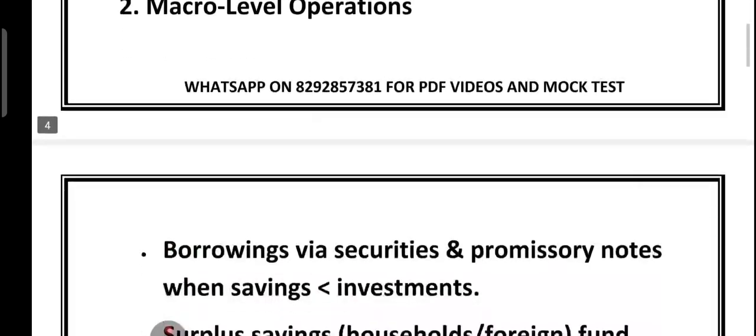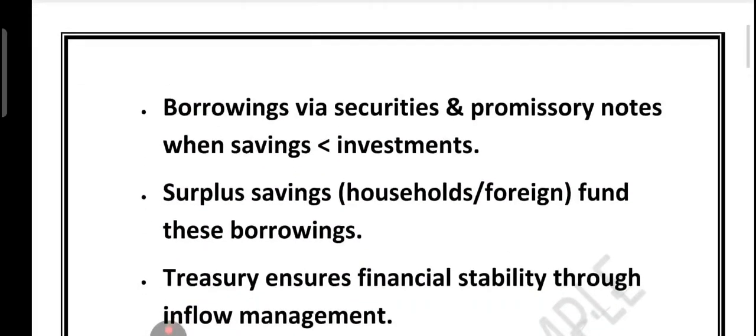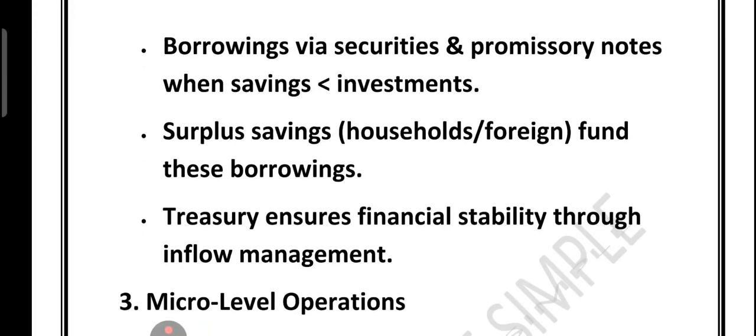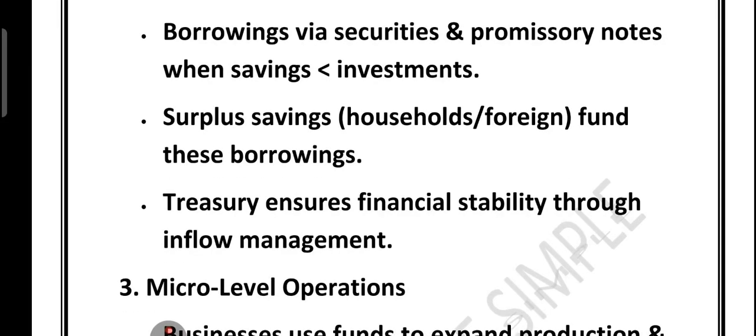Now if we talk about the macro level operation, two things can happen: saving is less than investment, right? So at the macro level, what happens when saving in the economy is less than the investment? The government or the big corporate raise money by issuing securities or promissory note. On the other hand, when there is surplus saving, which means saving exceeding the investment, right, from where can saving arise? From household or foreign investor, saving can come, right? So when saving is larger than the investment, then that money is used to fund those borrowing. Right? See, this is the macro level operation.